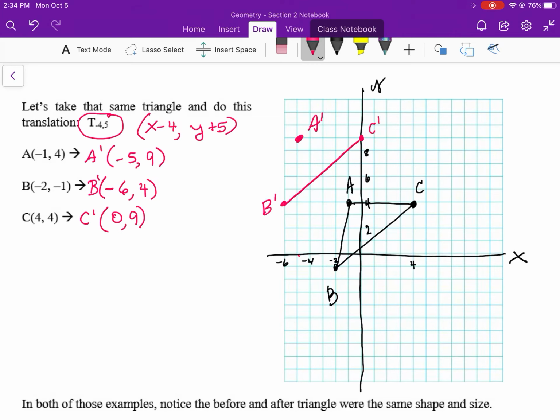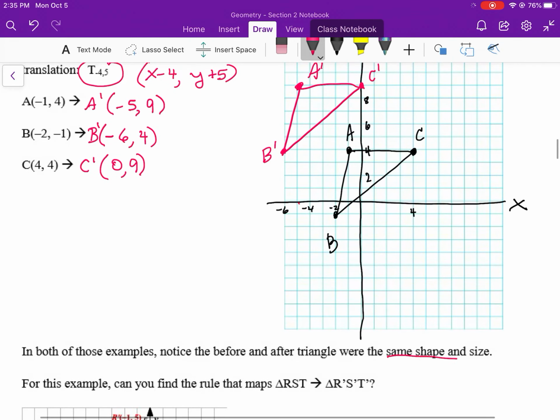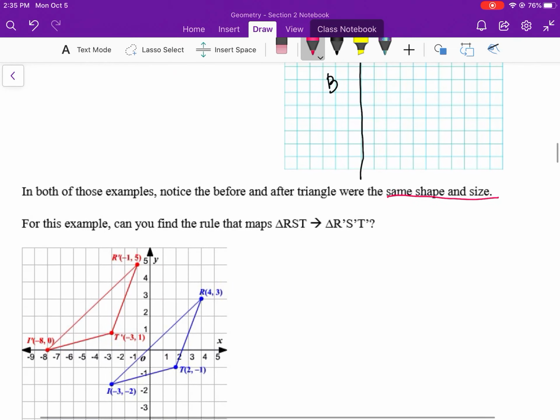And so now I look at this and I say, oh yeah, look at that. It's the same triangle, just shifted over a little bit. Okay? So notice the same shape and size. That's very important. Notice AC and A prime C prime are parallel. Looks like BC and B prime C prime are parallel. Looks like they're the same length. Okay, we'll talk more about that later.